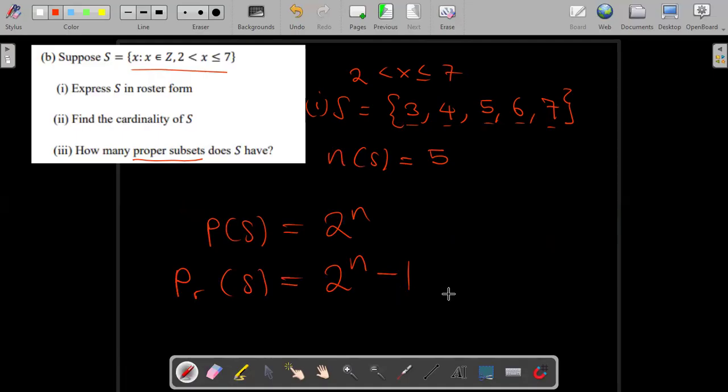It is that one set that cannot be contained there for it to be a proper subset. So the cardinality still remains 5. So 2 to the power 5 minus 1. What is 2 to the power 5? It is just 32. Then minus 1 gives me 31. So there are 31 proper subsets of S that can be there.